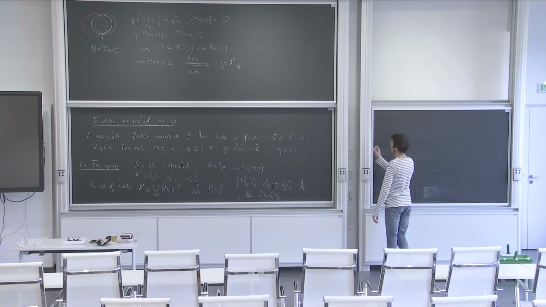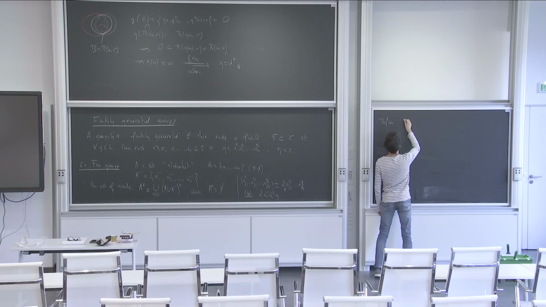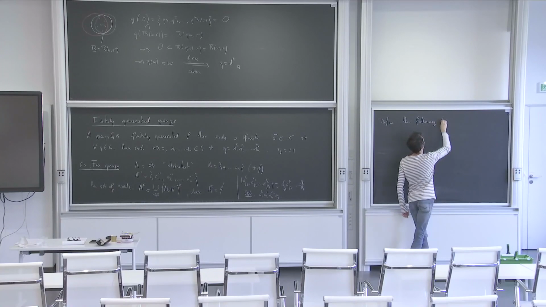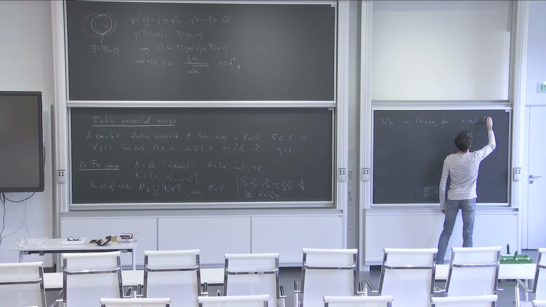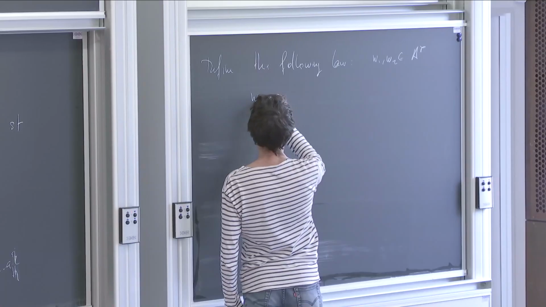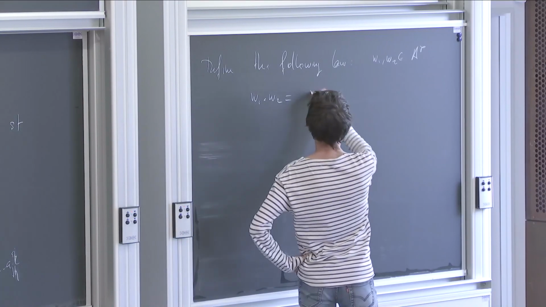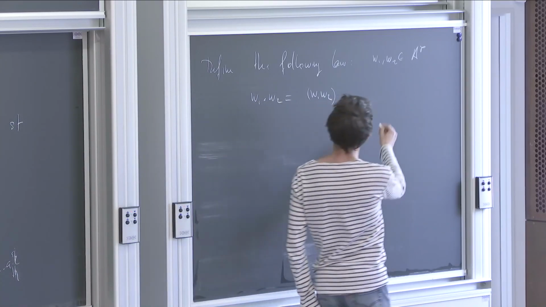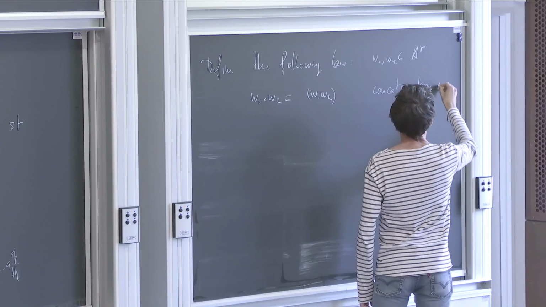Okay, so what we look at, the law we define is the following law. Given two words, W1, W2, we define the product, W1 times W2, to be the word where we concatenate W1 and W2 together. Okay, so this is concatenation of words.